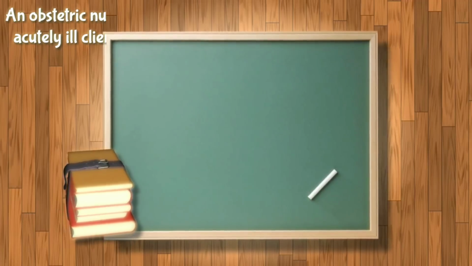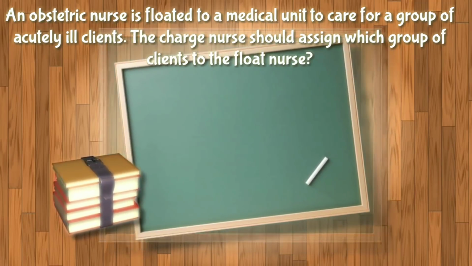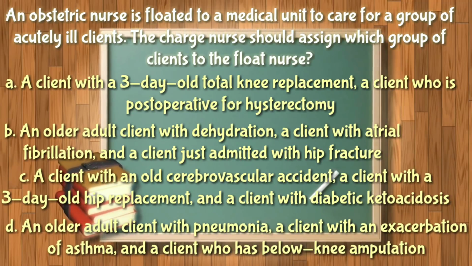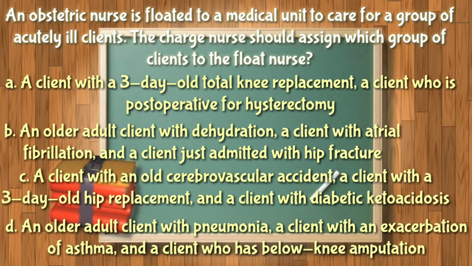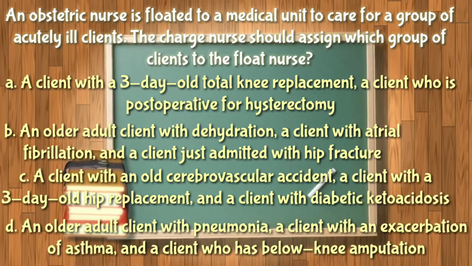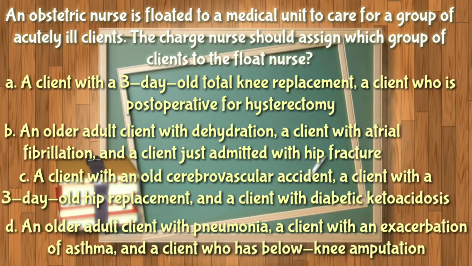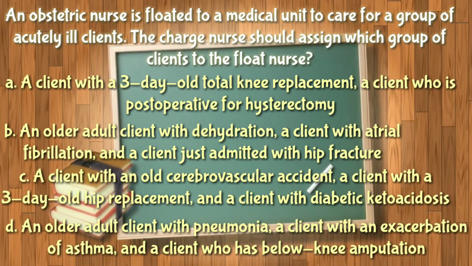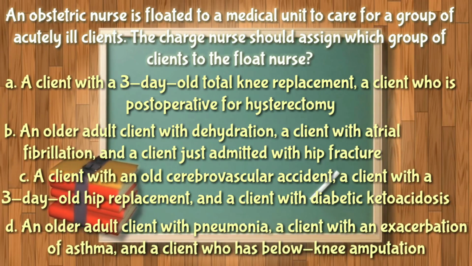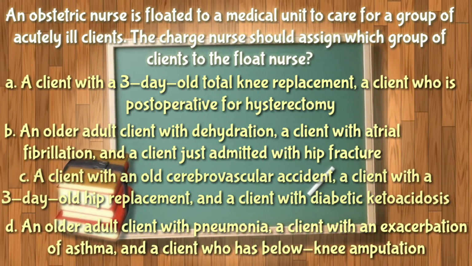For the next question, an obstetric nurse is floated to a medical unit to care for a group of acutely ill clients. The charge nurse should assign which group of clients to the float nurse? Assigning a client to a float obstetric nurse requires critical thinking because there is a lot of consideration. For instance, you cannot assign to this float nurse the client with an old cerebrovascular accident, because clients who have acute conditions compounded by chronic health problems are more complicated and are better assigned to nurses with experience on the medical surgical unit. That's why letter C is wrong.